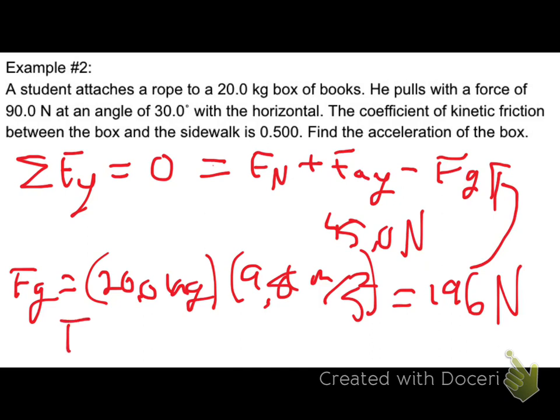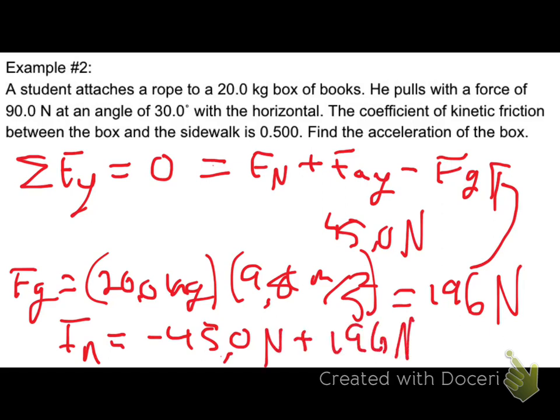So if we then drag this number up in here and solve for the normal force, what we'll get is that the normal force is equal to negative 45.0 newtons plus 196 newtons. So our normal force is going to come out to be about 151 newtons.